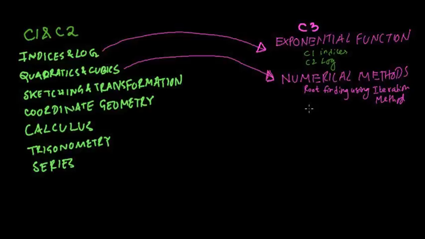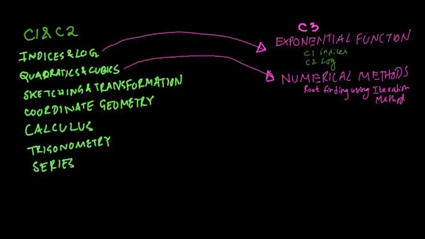In FP1, FP2, FP3, in the other papers, we have other numerical methods. For example, interval bisection method, linear interpolation method, and Newton-Raphson method. So there are many methods. In C3 we have the iteration method for finding the root of an equation, and we first learned about it in quadratics, C1, and then in cubics.